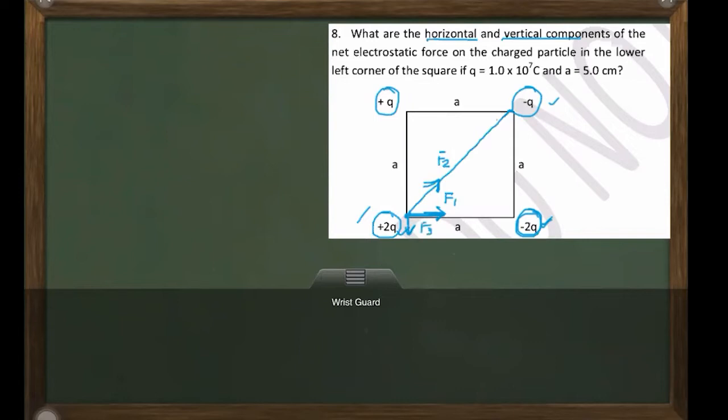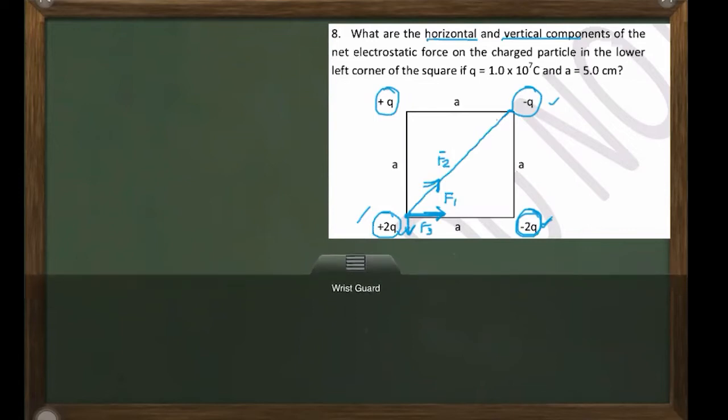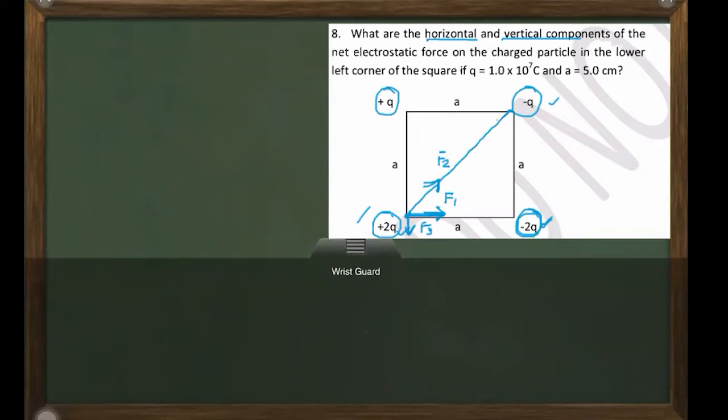So we have shown the direction of all the three forces. This was our first step. Now in the second step, we have to calculate the value of forces. F1, by Coulomb's law, the value of the force is 1 by 4 pi epsilon naught Q1 Q2 divided by R square.